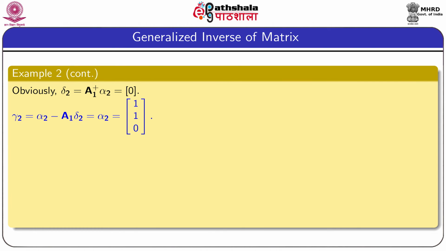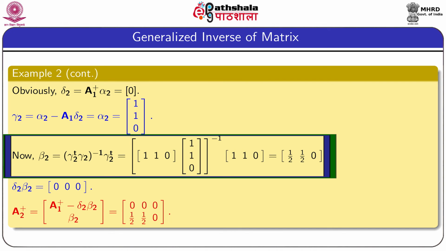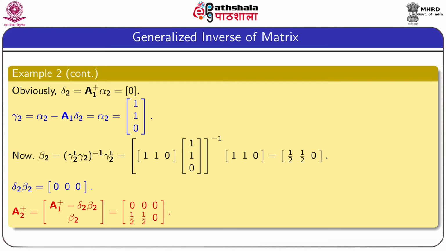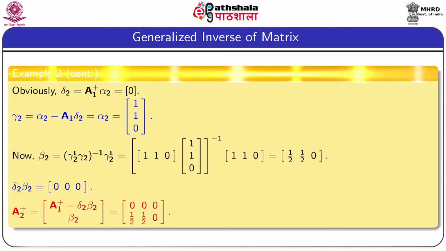Now, gamma 2 equal to alpha 2 minus alpha 1 into delta 2, which is equal to alpha 2, equal to 1 1 0. Therefore, beta 2 equal to inverse of gamma 2 t into gamma 2, into gamma 2 t. After simplification, the vector beta 2 becomes half half 0. This is a row vector, and delta 2 beta 2 equal to a row vector whose elements are 0 0 0.